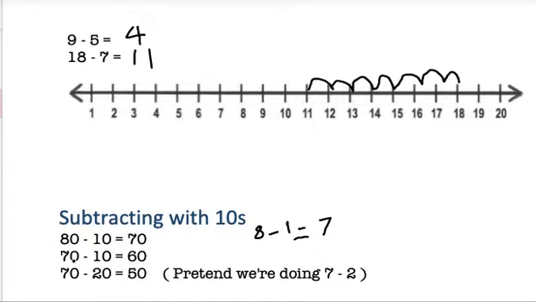Same thing happening here. 70 minus 10, 60. 70 minus 20 equals 50, yeah? So here we're pretending we're doing 7 minus 2. And if you want, you can do that on the number line, okay? 7 minus 2, bam, like that. So let's move on to a harder example, okay? We're going to combine the number line thing and we're also going to be subtracting by tens.